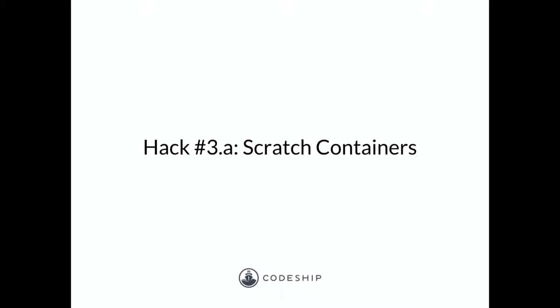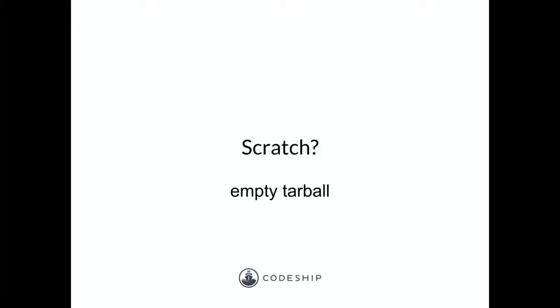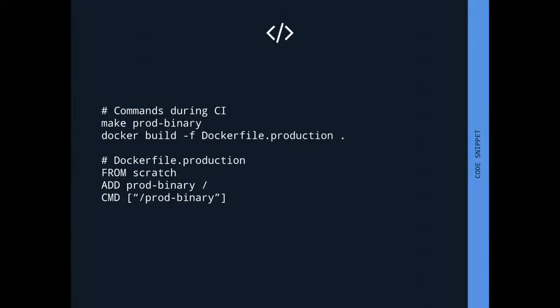And then there's a little addition here, and this is just crazy, and I suggest that you try this out at some point just because it's really fun and makes your brain hurt because it makes you think about how different containers are from VMs. Scratch, if you don't know, is a Docker container, and it's represented by an empty tarball. It is the null container from which all original containers come from, and it has nothing in it. So in this case, if you make your production binary and you build, you say FROM scratch, you add your binary and you run it. And that's it. There's actually nothing else in there. It's just your binary.